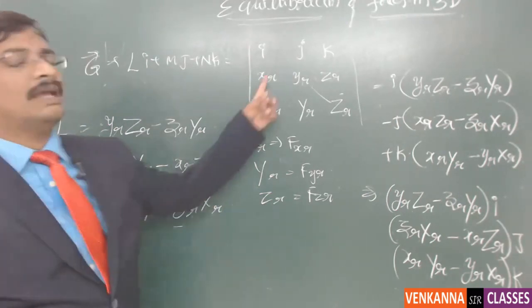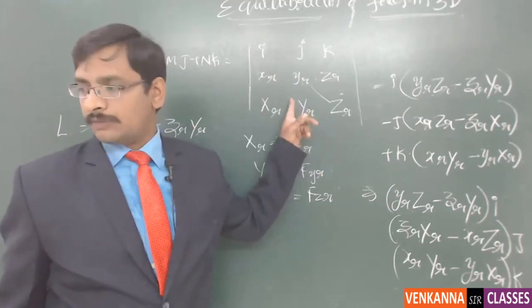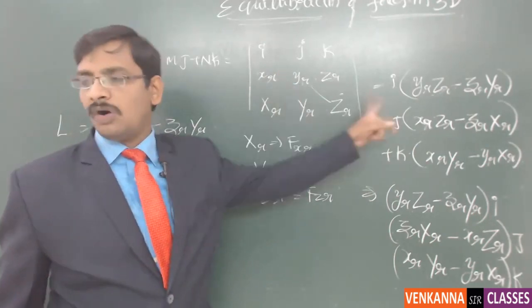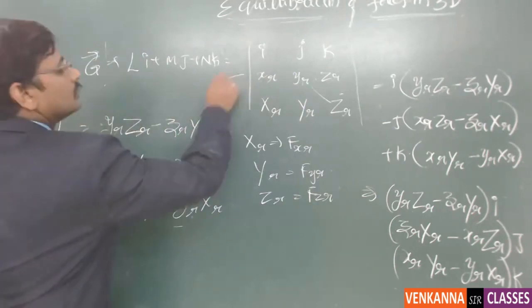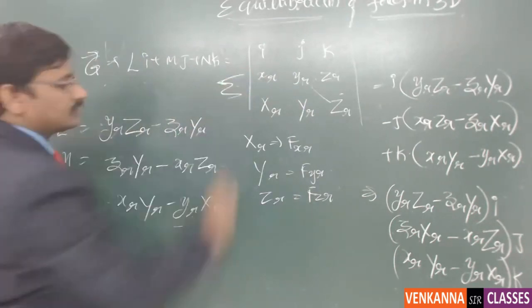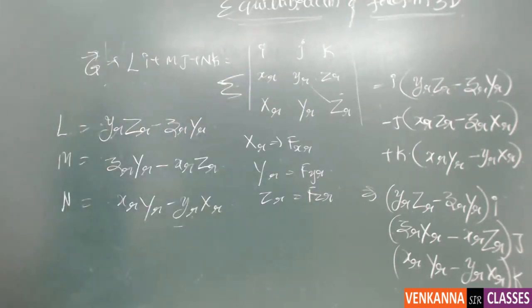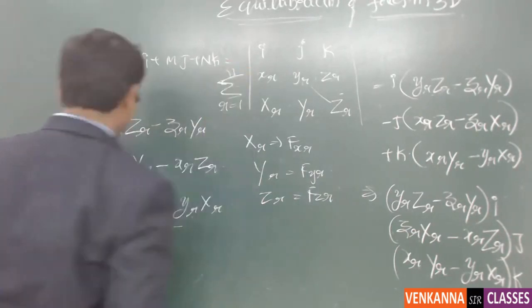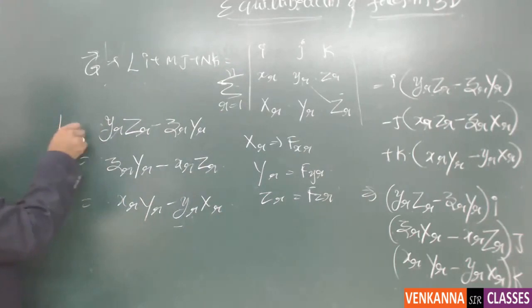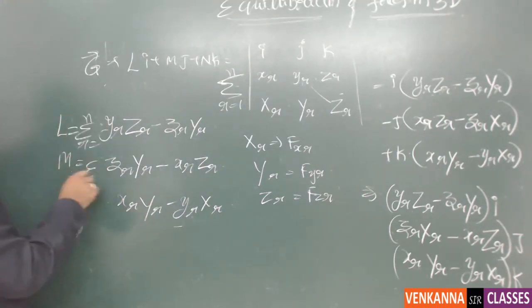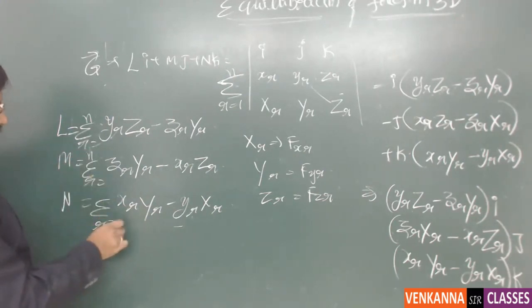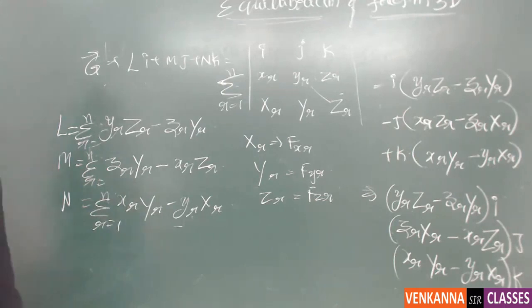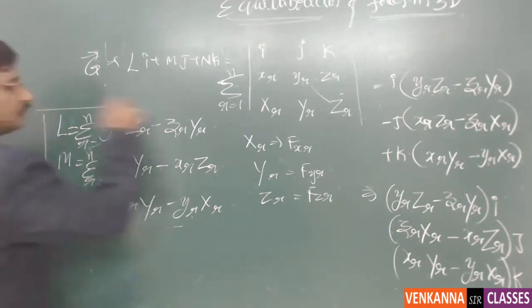Now actually this is for a randomly chosen force R. Now if it is applied for all, then this can be equated to a sigma, sigma R equal to 1 to N. The same sigma you can apply here, sigma R equal to 1 to N, for all three. Got it? So all the three forces.